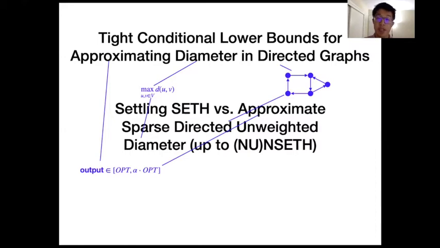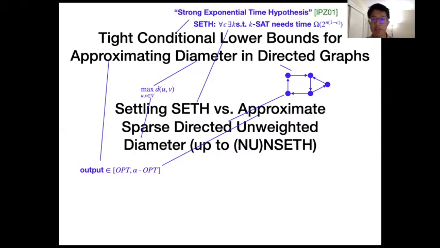And we'll be talking about conditional lower bounds for approximating diameter, so hardness of approximation results based on the strong exponential time hypothesis. You won't need to know the definition for the talk, but if you haven't seen this before, SETH states that for all epsilon, there exists a k such that k-SAT needs 2 to the n times 1 minus epsilon time. So basically, you can't do much better for SAT than checking all the possible inputs.